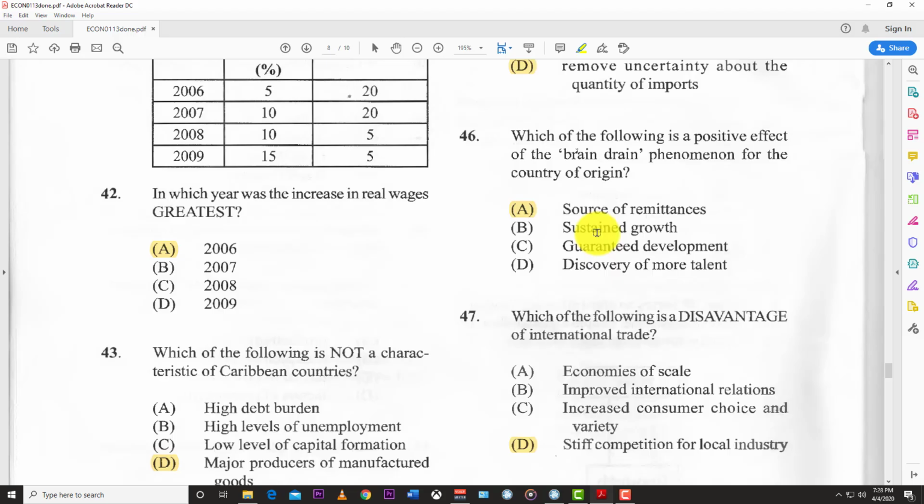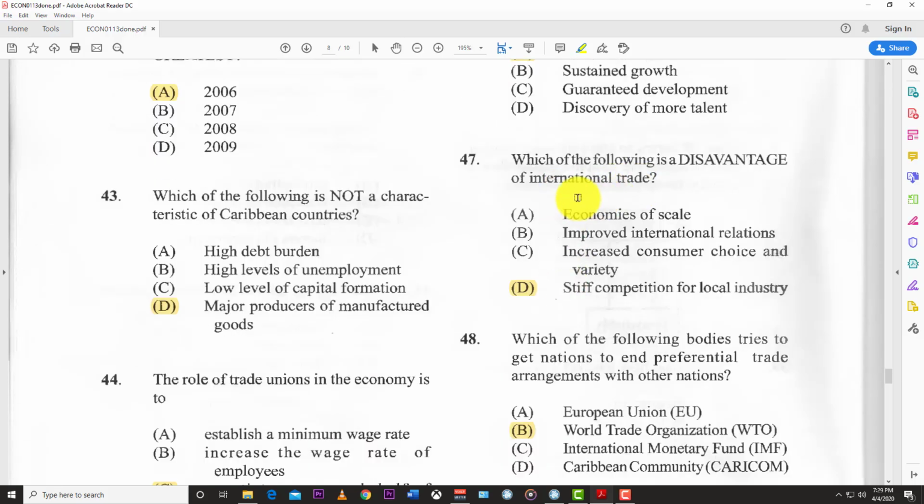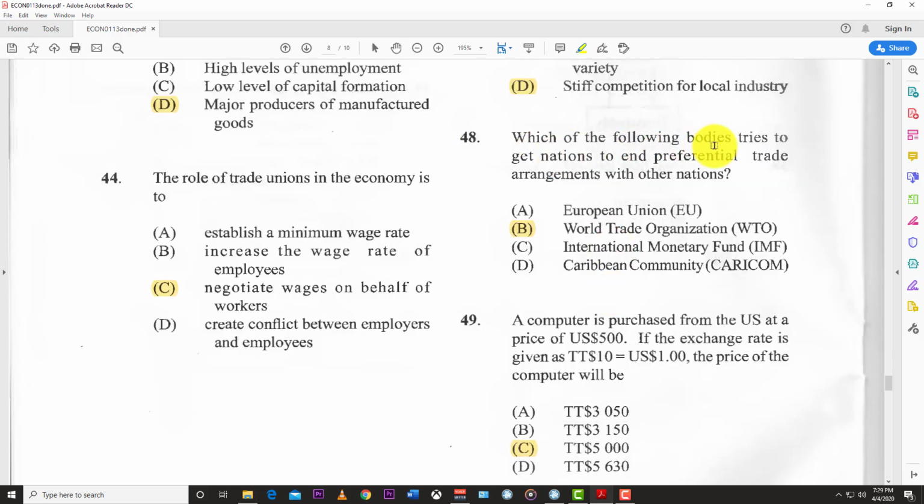46. Which of the following is a positive effect of the brain drain phenomenon for the country of origin? And the best answer here would be a source of remittances, because people go overseas and they send back money to where they came from. All right, 47. Which of the following is a disadvantage of international trade? And the best answer here is stiff competition for local industries. 48. Which of the following bodies tries to get nations to end preferential trade arrangements with other nations? And the best answer here is WTO, World Trade Organization.